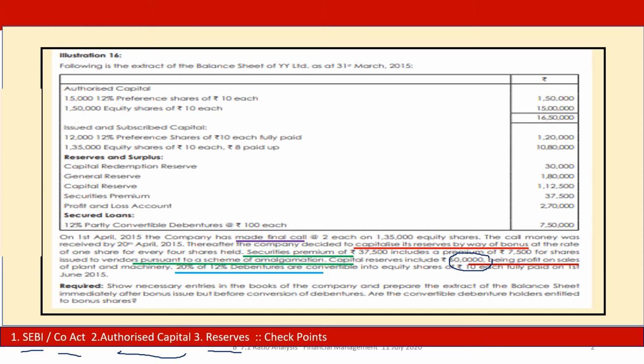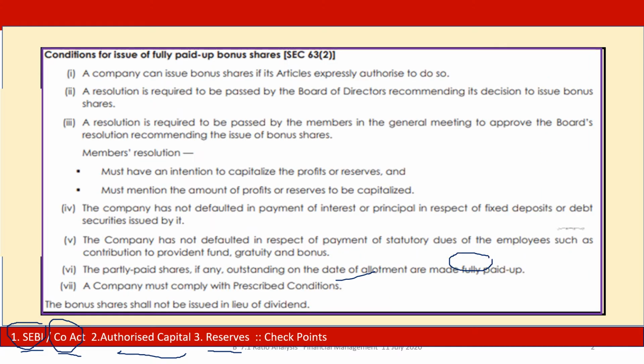Then it says 20% of 12% debentures are convertible. Now here, when a provision like this comes, we have to find out what is the SEBI requirement in respect of debentures which are convertible and there is an ongoing bonus issue. Now these 4 or 5 points make us understand what is the provision under Companies Act and what is the provision under SEBI. And incidentally, you will note that SEBI covers Companies Act and it has other practical provisions also. Let us get going.